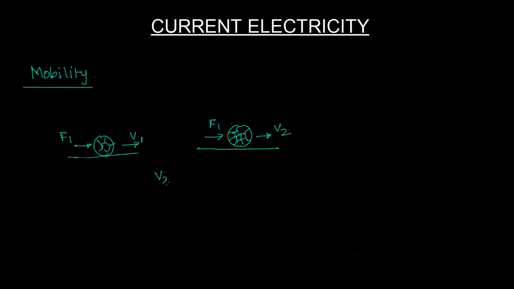So what happens if, say, V2 is greater than V1? If V2 is greater than V1 and I have applied the same force, the cause of both the motions is the same, right? So if I have applied the same force and this velocity is higher, what does that mean? It means that ball 2 is more mobile, right? So it implies that ball 2 is more mobile. Understand? Is that okay?